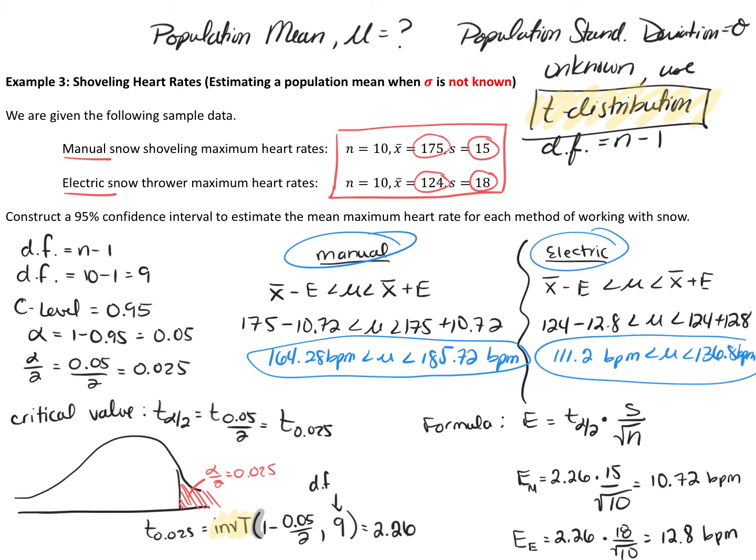So this means that we are 95% confident that the mean maximum heart rate for people who manually shovel snow is slightly higher. You can see that that number is slightly higher than the mean maximum heart rate for those using the electric snow thrower. And we can say that because if we take a look at the lower limit for the manual method, that's 164 beats per minute, which is higher than the upper limit of the confidence interval for those using the electric snow thrower.